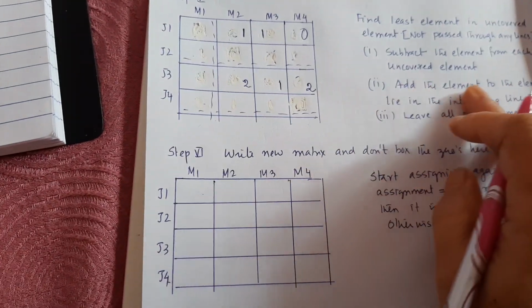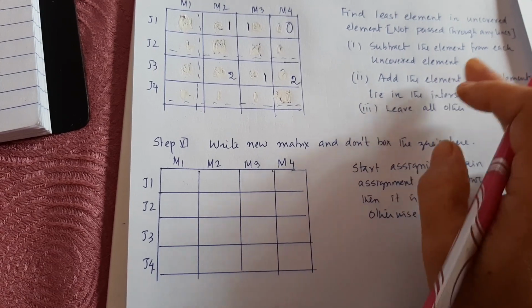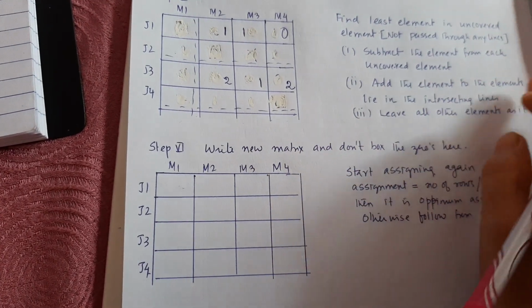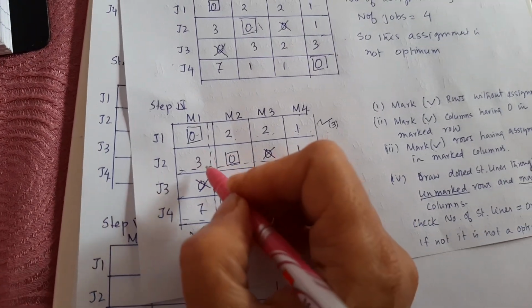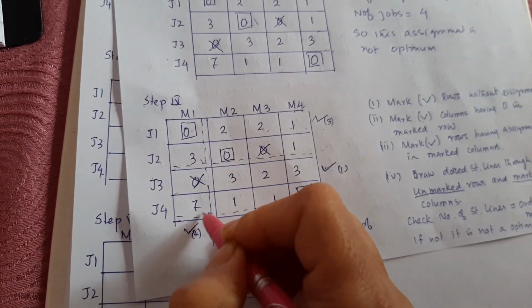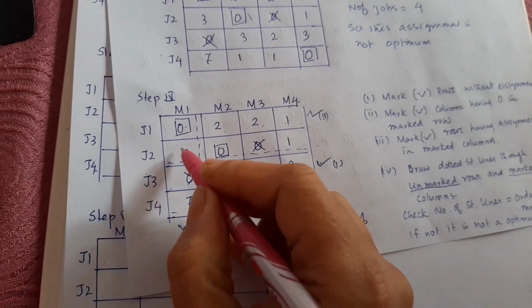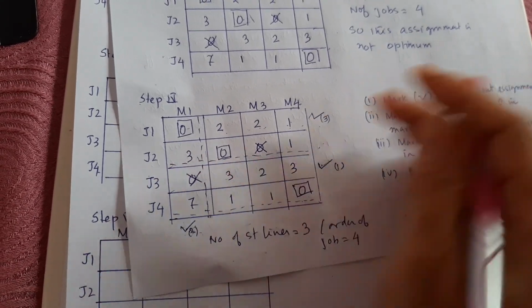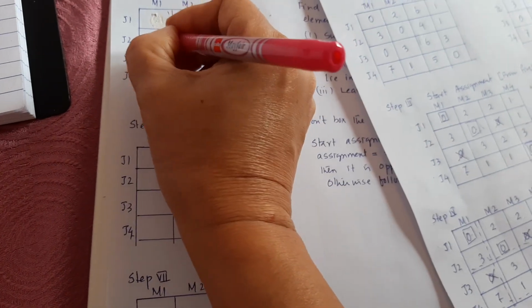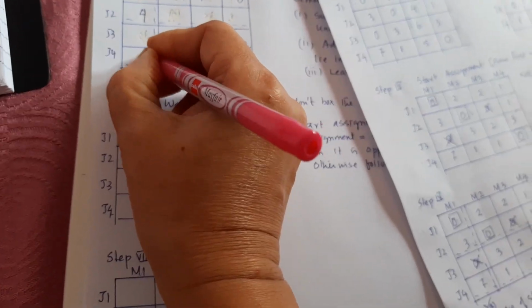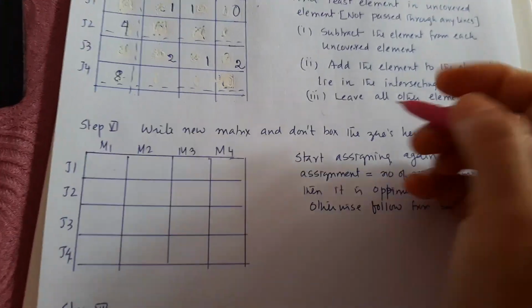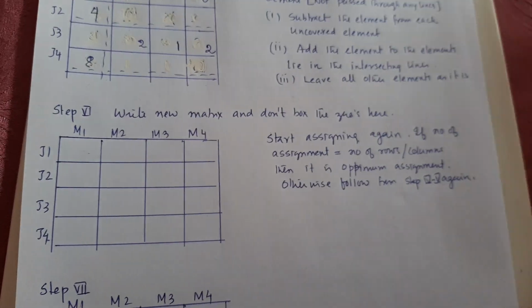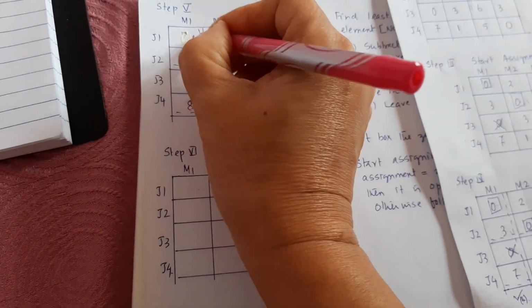Then second, add the selected element to the elements lying on the intersecting lines. What are the elements lying on the intersecting lines? These 3, 2 intersecting lines, these elements. So 3 will be added plus 1, 7 will be added plus 1. So 3 becomes 4 here, 7 becomes 8 here. Next, leave all other elements as they are. So you just check this value 0, the 0 will remain as it is here.